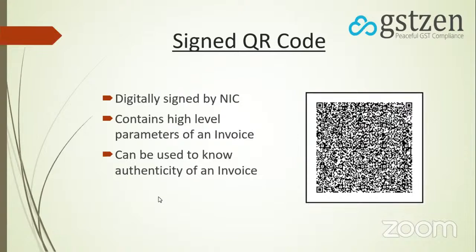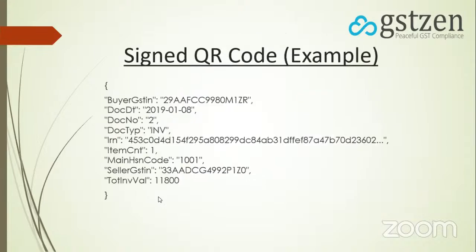So if you download the QR code that is provided on the e-invoice portal and scan this, you would get information like this. So you would get the buyer GST number, the seller GST number, you'd have document date, number, type of document, whether it's invoice, credit note, debit note, IRN number, total item count, main HSN, and total invoice value. So just by scanning the QR code, you'll be able to get all these details and verify whether it is a genuine e-invoice or not.